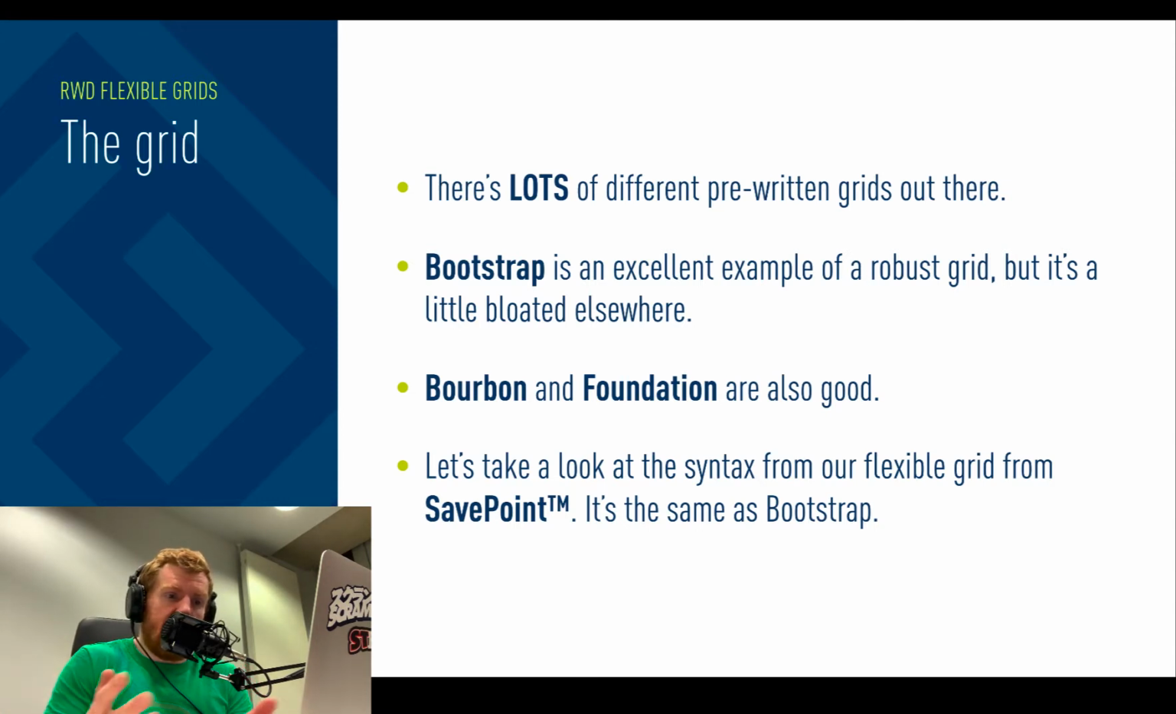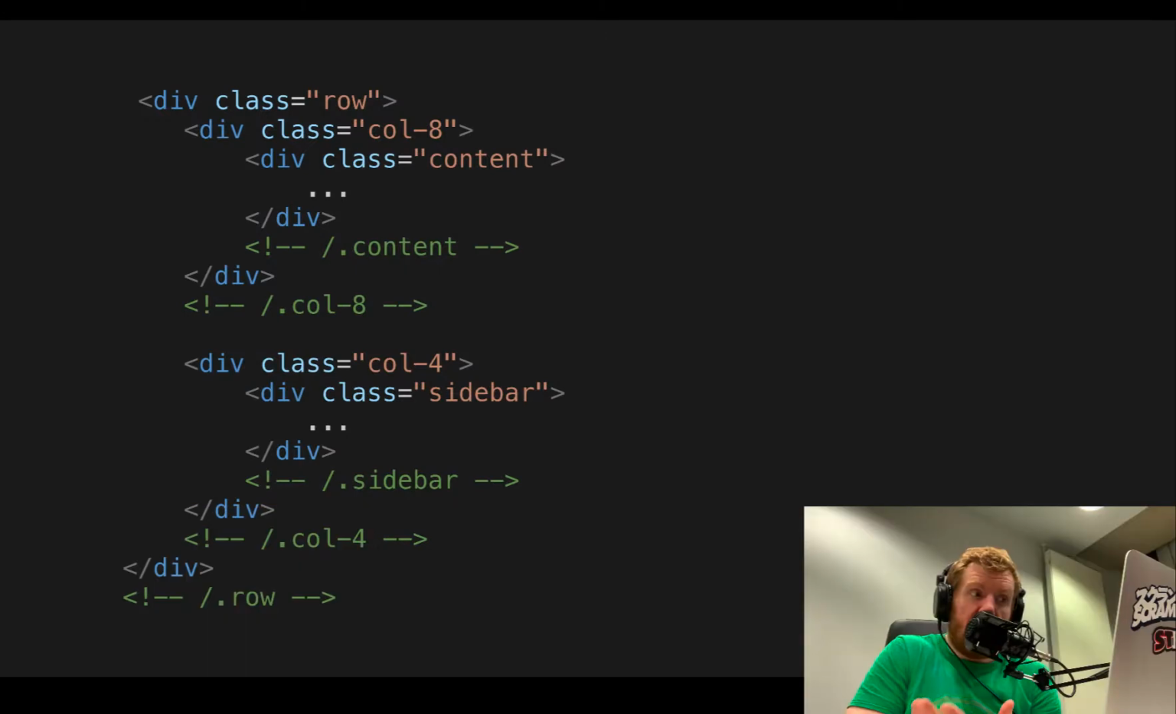So let's take a look at the syntax from our flexible grid, which is Save Point. It's kind of the same as Bootstrap, really. So this is what it looks like. If you're not familiar with Bootstrap, by the way, this is the same way that Bootstrap works. So in Bootstrap, you have a row, or a row, as I like to say, or a row, as people who talk properly like to say. You have a row of content, which is just a div that wraps around everything.